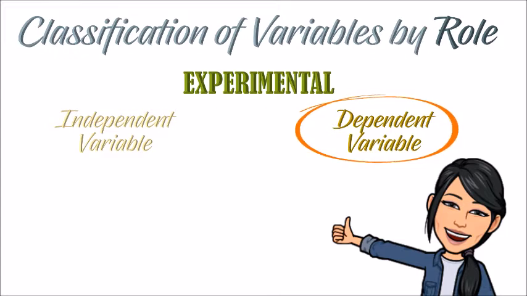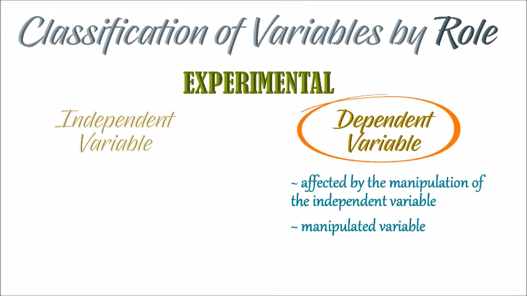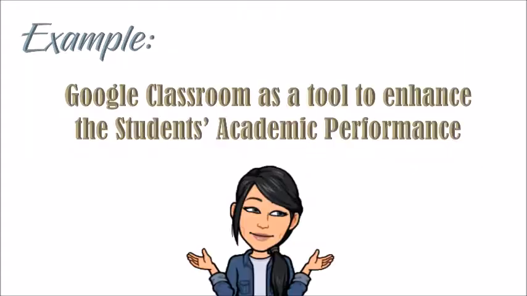The dependent variable is the assumed effect of another variable. This variable is usually affected by the manipulation of the independent variable. Usually, the dependent variable is the problem itself. They are also called response or predicted variable. Let's have one example and see if you will be able to identify and classify the variables.